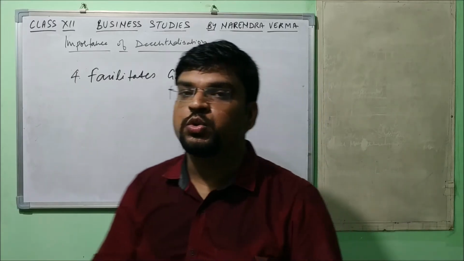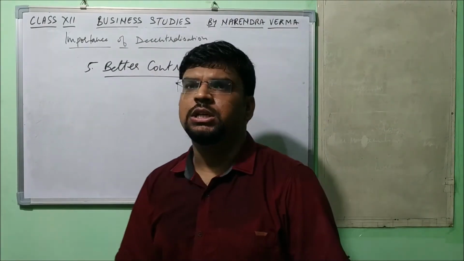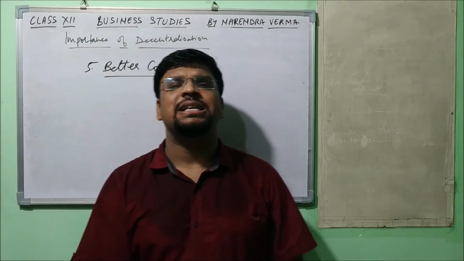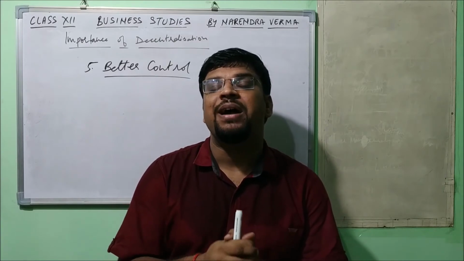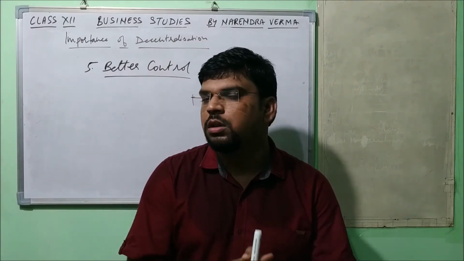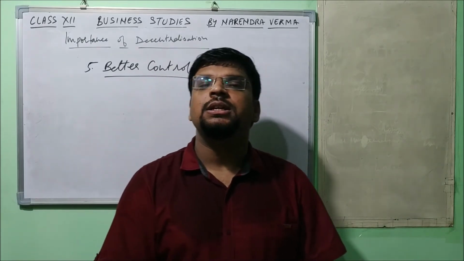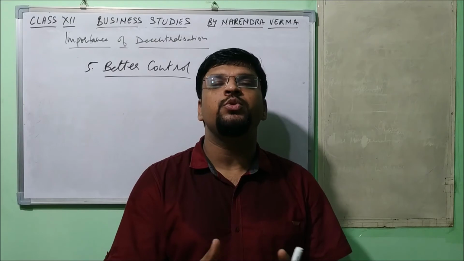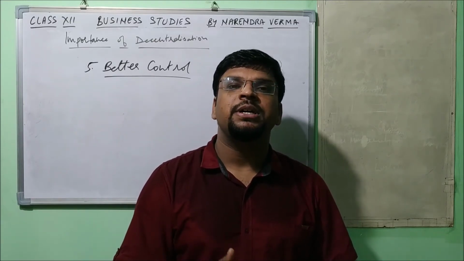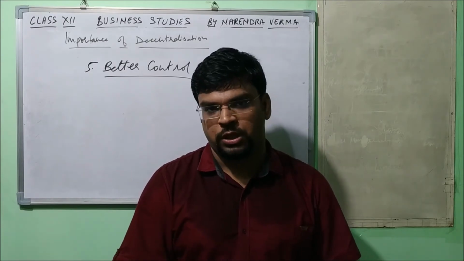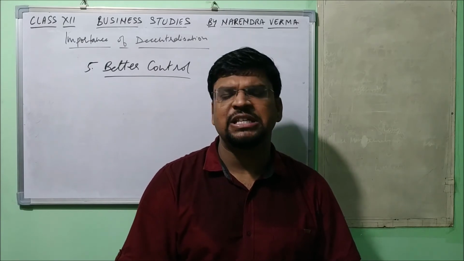Okay, now let's move on to another point. So the next point is better control. See what happens by exercising decentralization, it becomes easy to have better control on all the activities of the organization. How? I'll just tell you. When the authority is distributed in all the departments, then all the departments are given the targets as well. Their responsibility is fixed, their duties are fixed, everything is fixed.